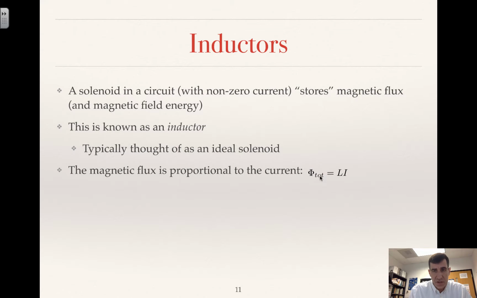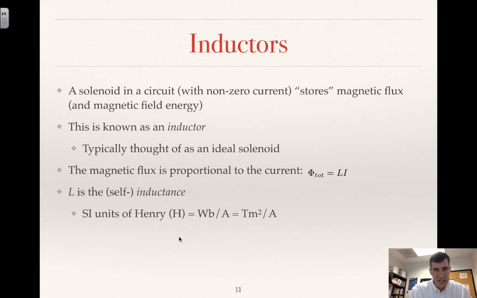So phi here is just the total magnetic flux, I is the current through the coil, and L is the constant of proportionality, and it's known as the inductance, or technically the self-inductance. So the units, well, it's flux over current, so Webers over amps, or Tesla meters squared per amp, and that's known as a Henry, abbreviated capital H. So the SI unit for inductance is the Henry.